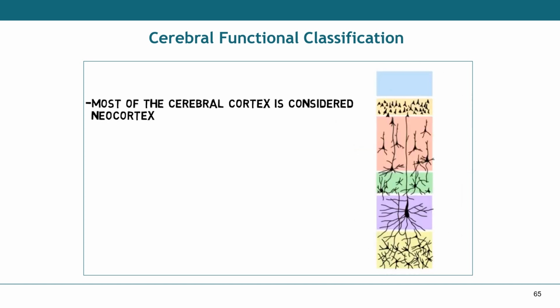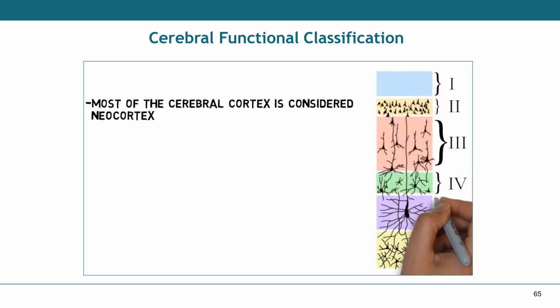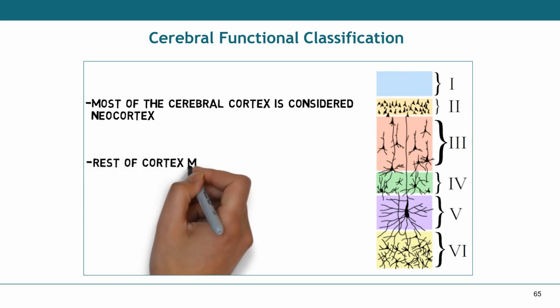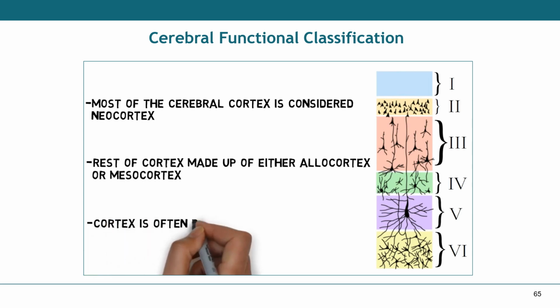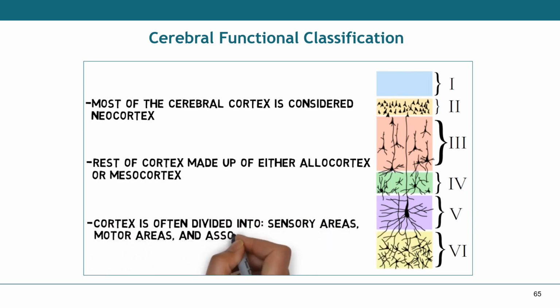Neurons in the neocortex are typically arranged in 6 layers, which are distinguished from one another by differences in cell type and cell density. The rest of the cerebral cortex is made up of either allocortex, which has a more variable pattern of layering, or mesocortex, which is a transition area between the neocortex and allocortex. Although attempts to functionally subdivide the cerebral cortex tend to oversimplify its functions, one common approach is to divide the cortex into sensory areas, motor areas, and association areas.